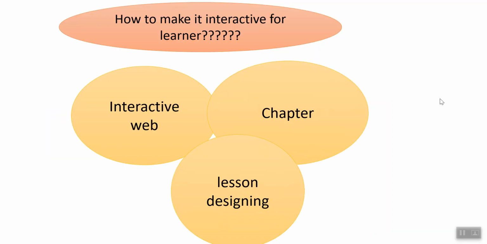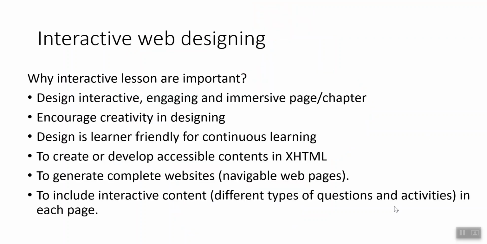Now, how to make it interactive? When do we need interactivity? As a teacher, we know we should have chapters which are very interactive. We should have pages which are very interactive. We should have lessons which are interactive, meaning they should engage the learner. It should be very immersive. It should really take in the students and get them deeply engrossed in learning. So these are three areas that we are going to look at.